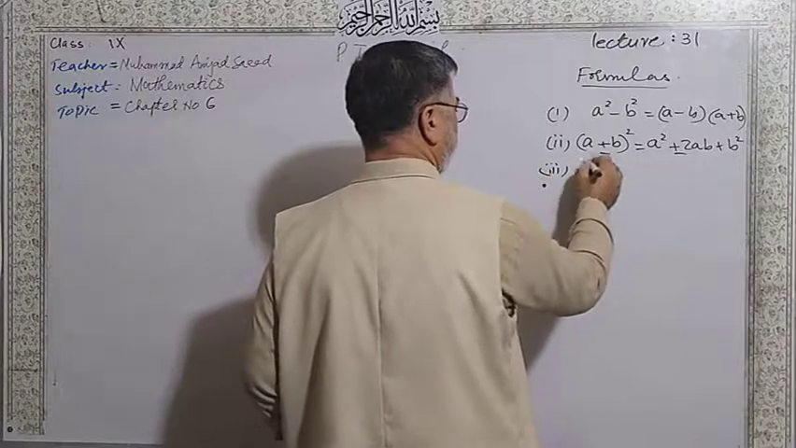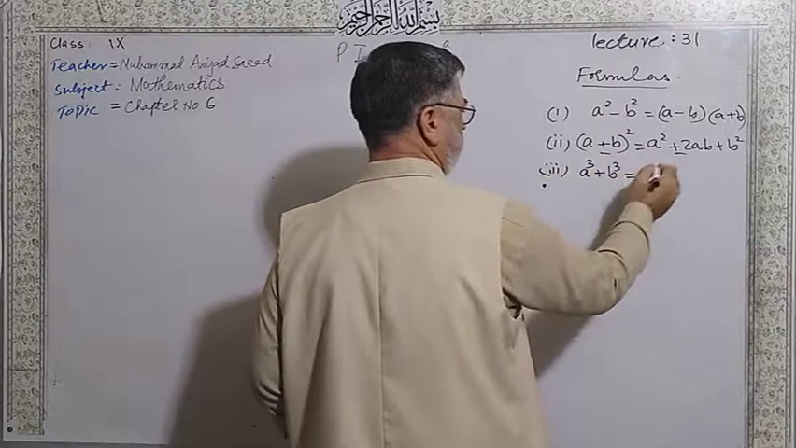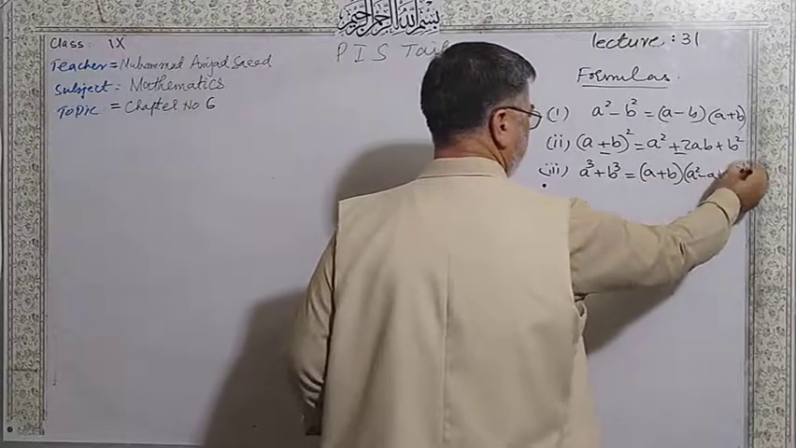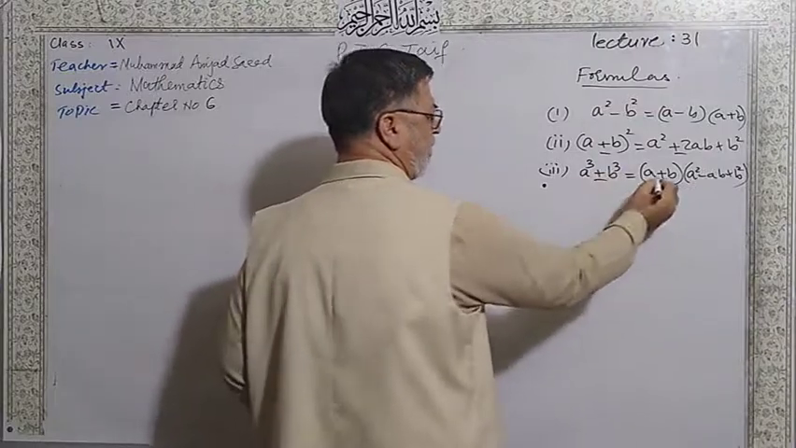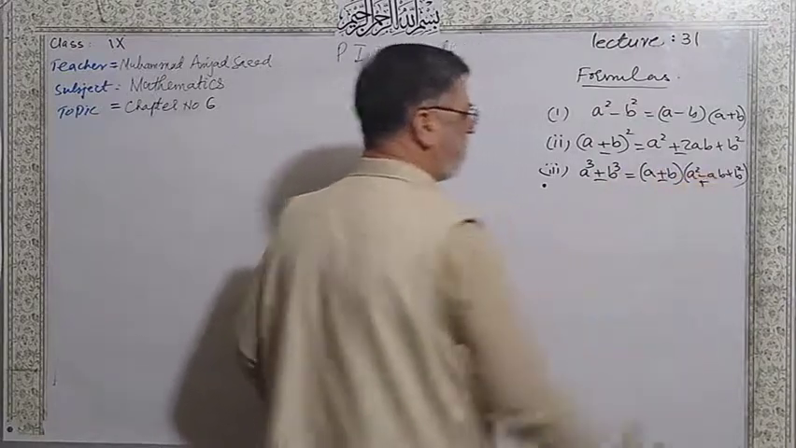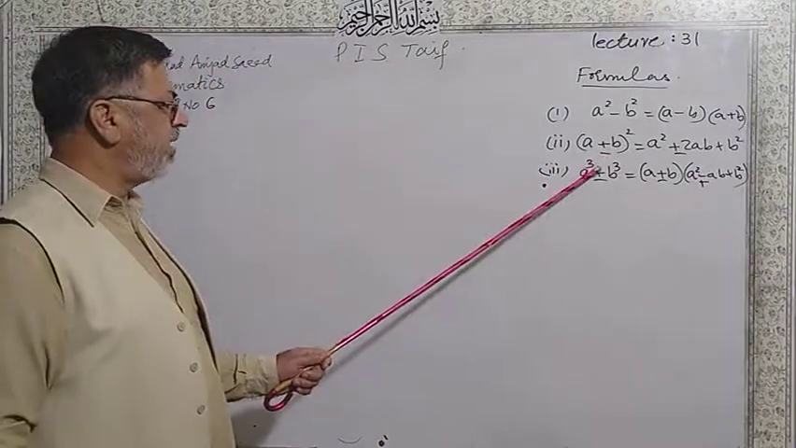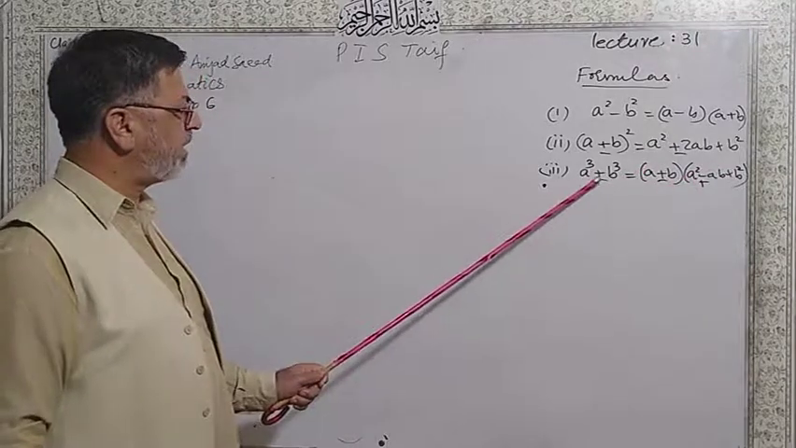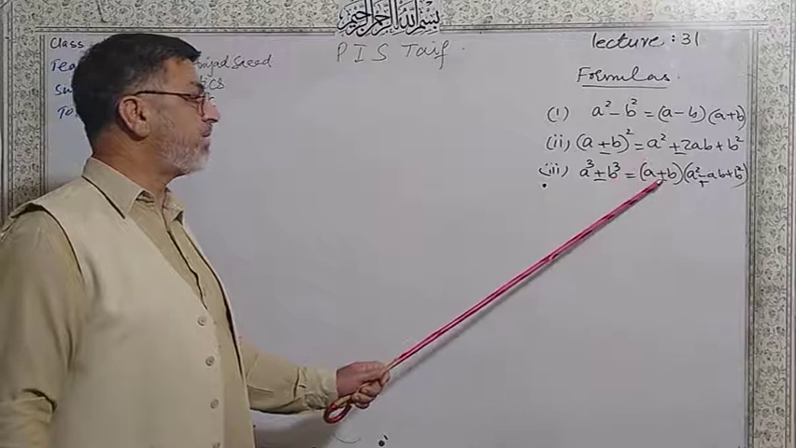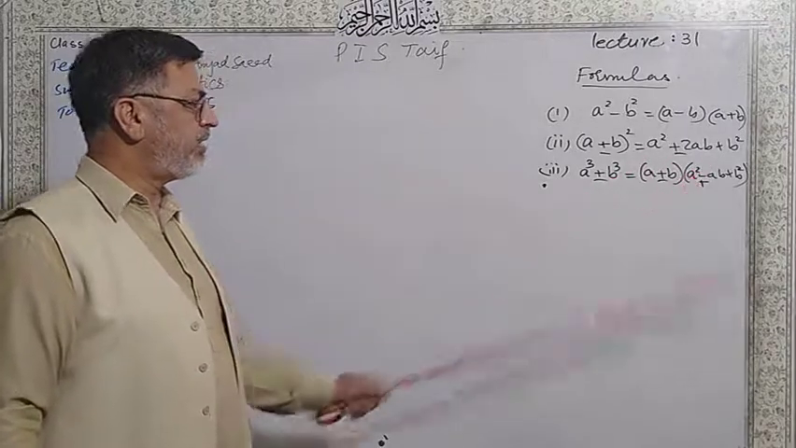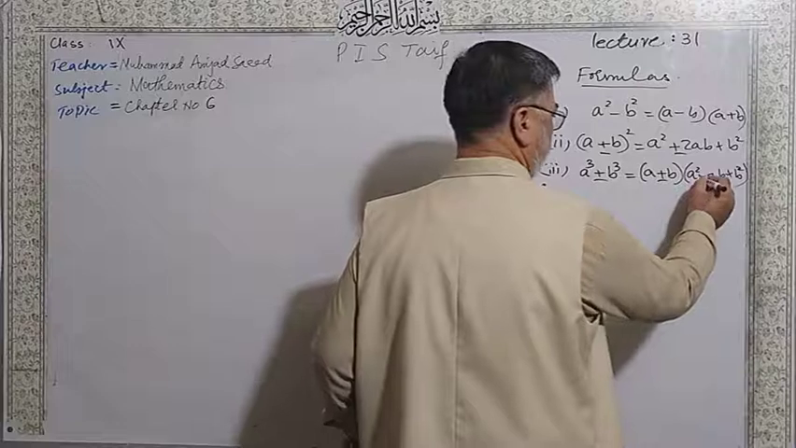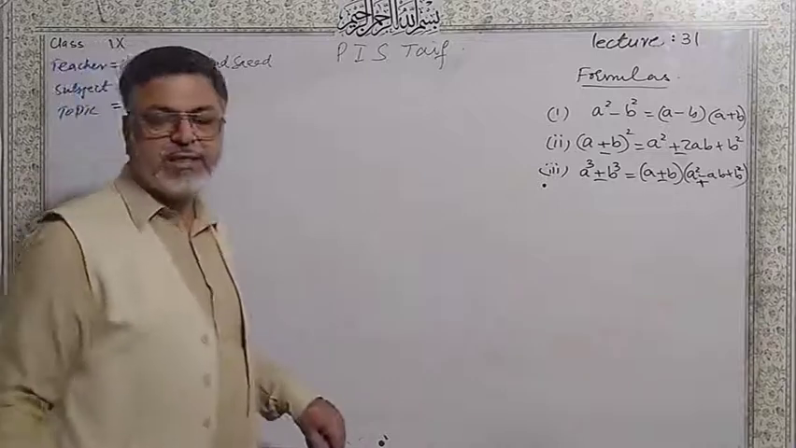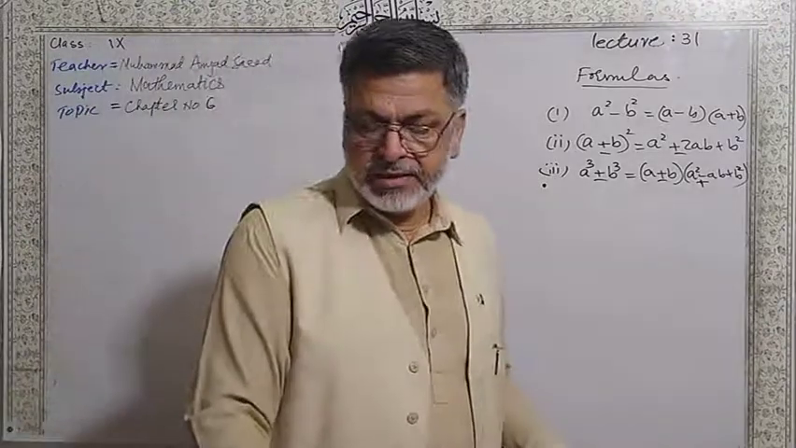Similarly, you can have a cube plus b cube, a plus b into a square minus ab plus b square. If there is a negative sign between them, in small bracket minus and big bracket, this will be plus. Positive sign, small bracket plus, big bracket negative, plus and minus. Here, if there is a negative sign between them, then in small bracket you will have negative sign, and in big bracket you have positive sign. This is your formula. So in this way you can apply these formulas here.